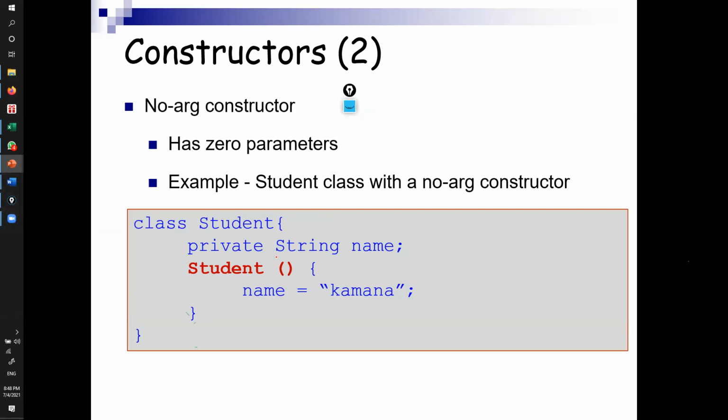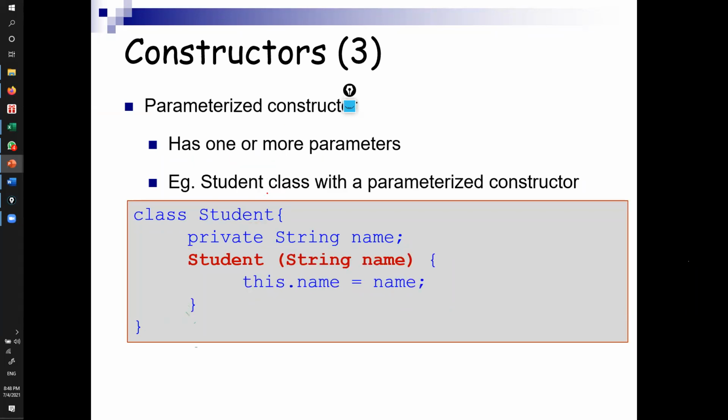You can see here we have a class called student, and we have here what you can check. It looks like a method, but you remember, since this has the same name as the class name and there is no return type, this is a constructor. There is no parameter, that's why we call it a zero parameter constructor or no-argument constructor. So let's look at more examples.